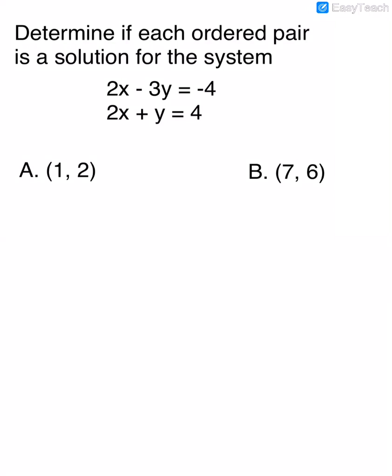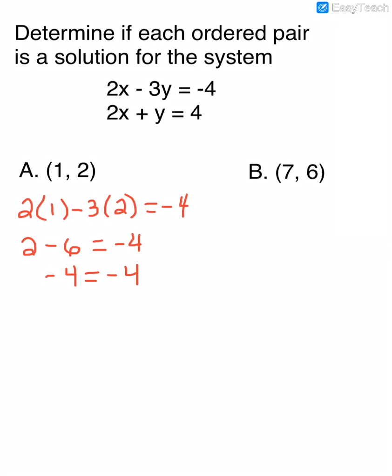So in this first set of points, we have 1 and 2. So 1 is our x value, 2 is our y value, and we're going to plug them into both of these linear equations. So I'm plugging in 1 for x and 2 for y. And I'm going to solve it or simplify it and see if it comes out to be true. Well, 2 minus 6, that's -4, equals -4, and that's true, but it has to work in both equations for it to be a solution.